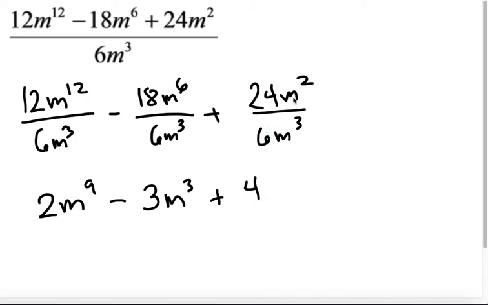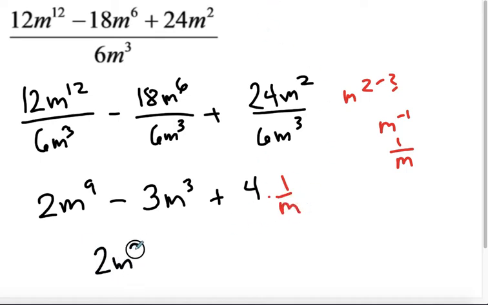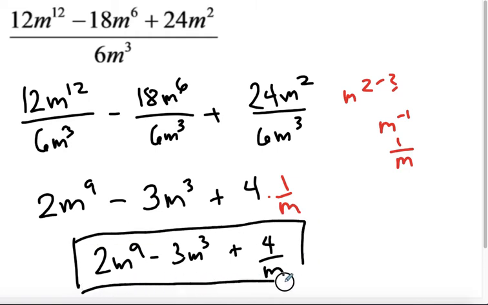Then this is m squared divided by m to the third power. Remember what I said before: we are subtracting our powers. It becomes m to the power of 2 minus 3, which is m to the negative 1 power, and you have to apply the negative exponent rule. That's equivalent to 1 over m. So this is technically 1 over m. Now we want to make sure everything is written correctly. It's 4 divided by m. That is your final answer.